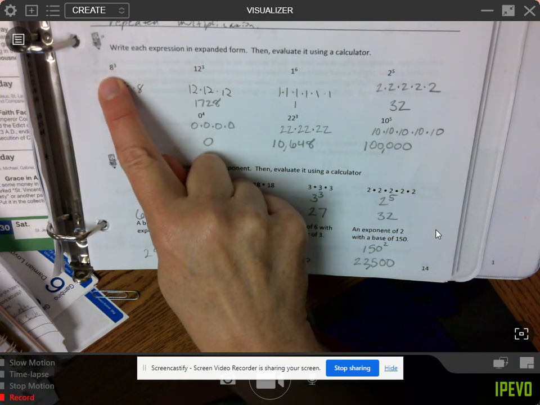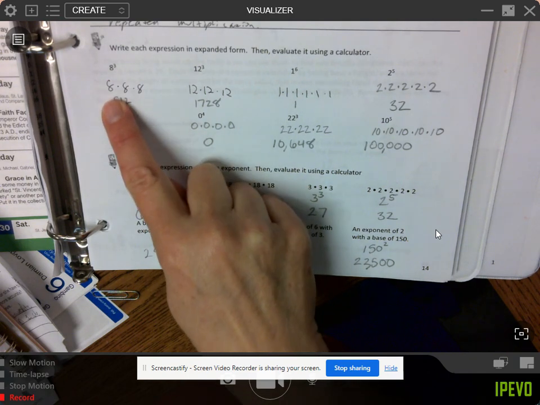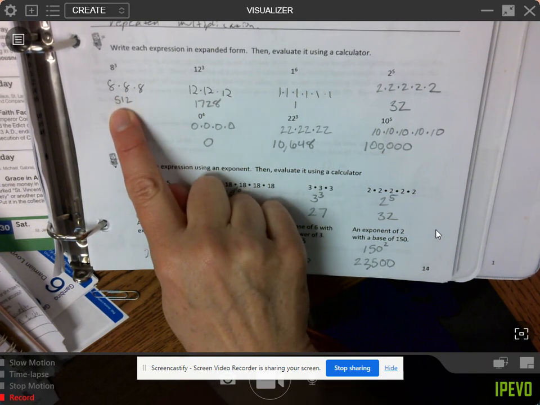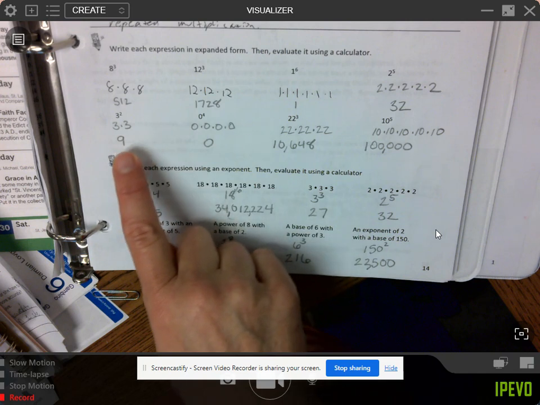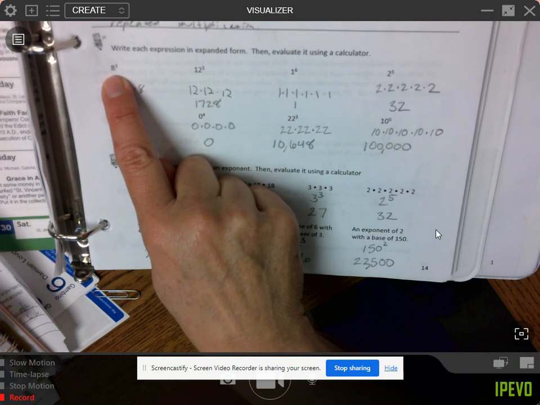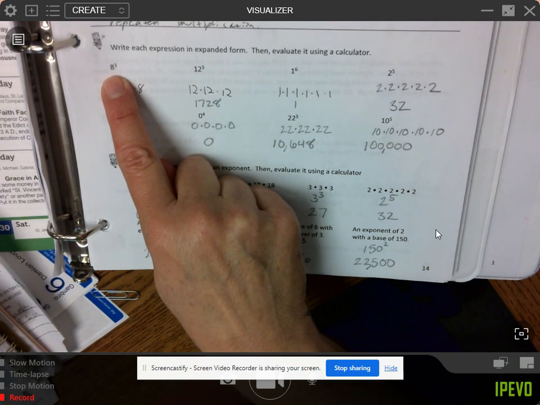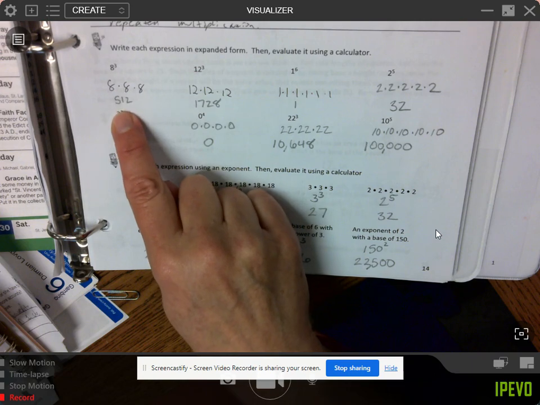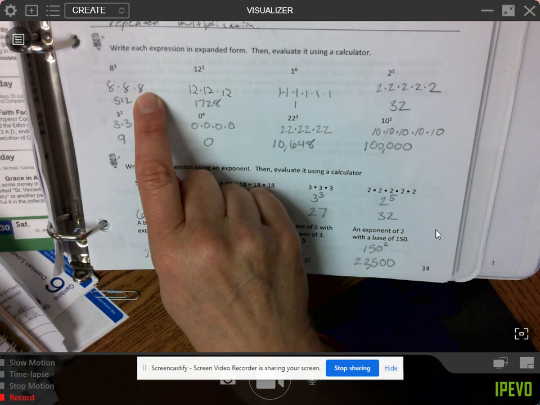So it is not 8 times 3. It's 8 times 8 times 8, 3 times. So we have to do 8 times 8 times 8, which is 512. And I did show us how to do that on the calculator. Remember, you put in the base of 8, then you do that little caret, that little arrow to show that it's going to be an exponent. Then you put in the 3, and it equals 512. So you don't have to do 8 times 8 times 8 on the calculator.